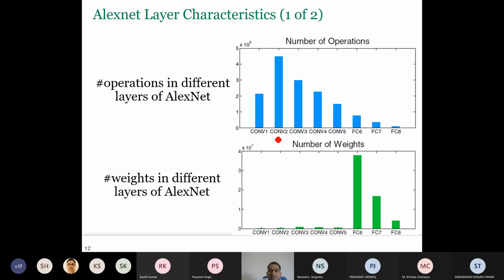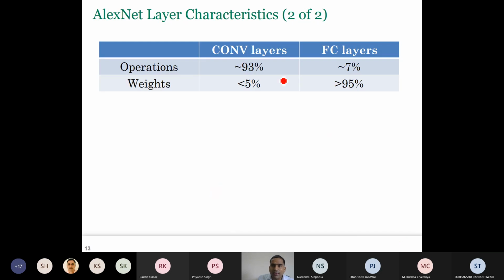So now let us see in computer architecture, we are more concerned about computation and memory. How much computation we have to do, how much memory we need to access. So number one observation is that most of the computations of a neural network happen in the convolution layers. Most of the computations happen in convolution layers, and most of the weights are in the FC layers. FC layers have most of the weights. So as I will show here, around 93% of the operations happen in the convolution layers, and more than 95% of the weights are in FC layers.